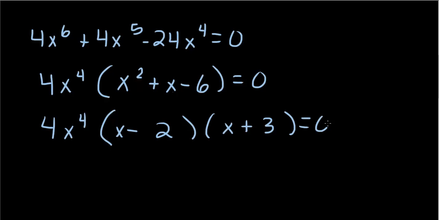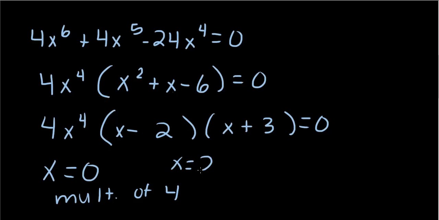And this equals 0. Similar to the first polynomial, the degree is 4. So that means that this represents x 4 times, and x equals 0. So this one is going to have a multiplicity of 4. Then we have x minus 2 equals 0, so x equals 2. x plus 3 equals 0, so x equals negative 3. So I have 1, 2, plus 4, 6 solutions. The degree is 6, so that's what I was supposed to have.